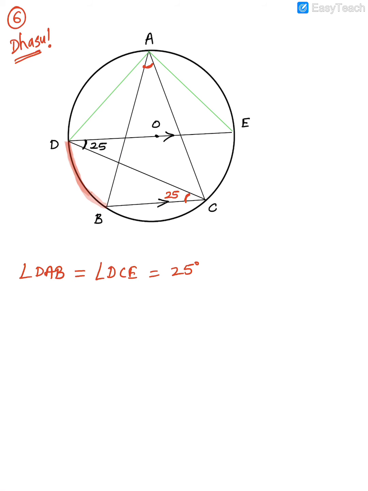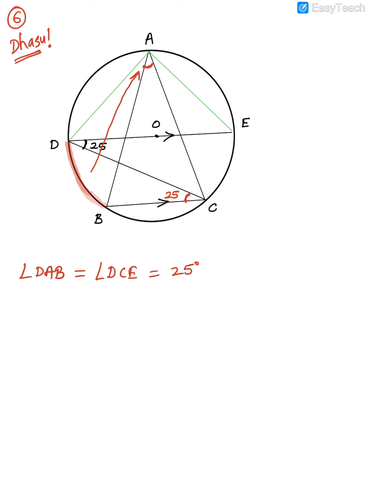So those who have not got it, I'll repeat once again. What is the arc DB? What's the angle opposite the arc DB? This angle here. What is the other angle opposite arc DB? This angle here. So they have to be equal. So angles in the same segment, or opposite the same arc, are equal. So we proved these two angles are equal.